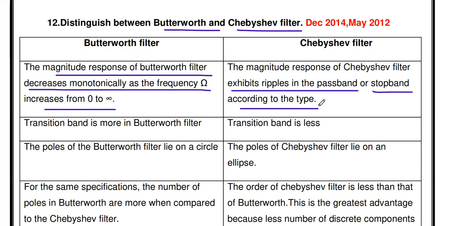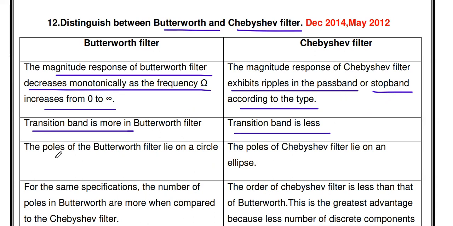According to the type. That is the difference. Here it decreases monotonically, but the Chebyshev filter exhibits ripples. Ripple means an oscillation-like characteristic is available in either the pass band or the stop band. The next one: the transition band is more in the Butterworth filter. Transition band means the conversion from pass band to stop band. The transition band is more in Butterworth, but less in Chebyshev.